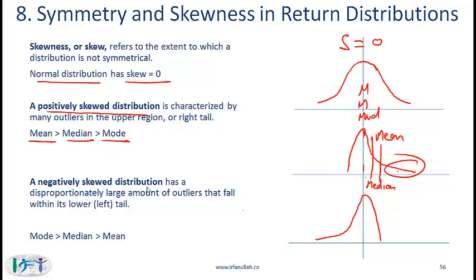For a negatively skewed distribution, we have a large number of outliers on the left. This is the left tail. What this does is pull the mean to the left. Therefore, in this situation, we have a mode which is greater than the median, which is greater than the mean.